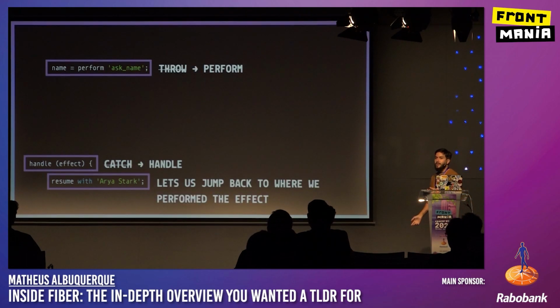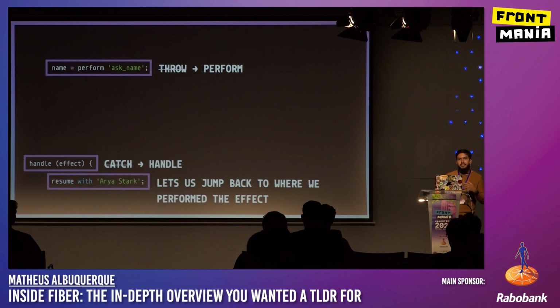But instead of throw, we have this perform keyword. Instead of catching an error, we are handling an effect. And this thing we have in the end, that in our previous example was the weird K thing, is our continuation. So this basically lets us jump back to where we performed that effect.